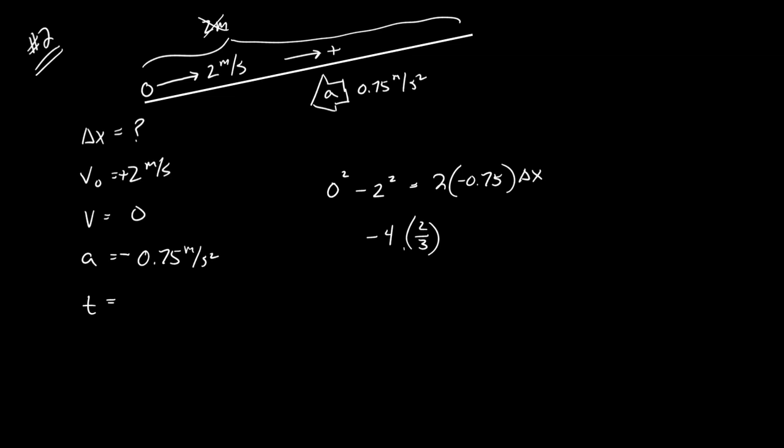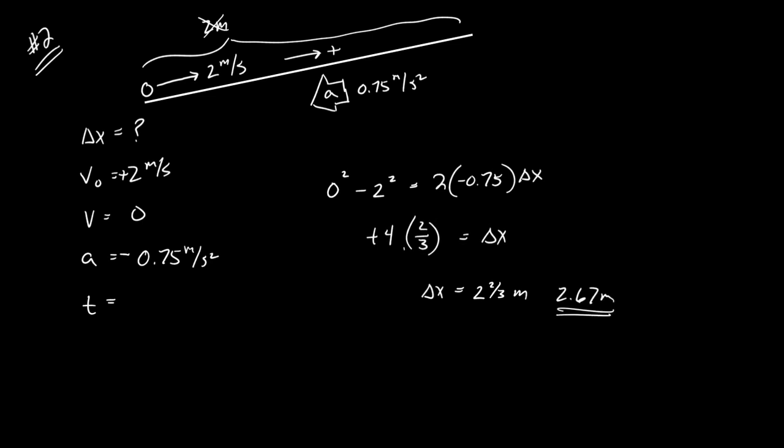It's 4 divided by 1.5. Yeah. Which is 8/3, which is 2 2/3. You guys are so unsure of yourselves. The negatives will cancel out, so you get 2 2/3, or 2.67 meters.